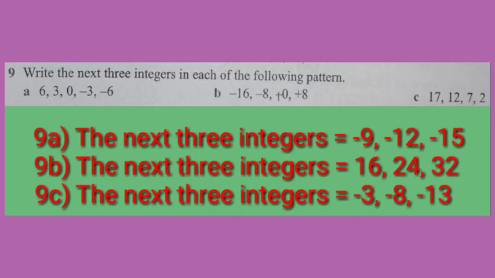(c) 17, 12, 7, 2. Here the next 3 integers are minus 3, minus 8, minus 13.